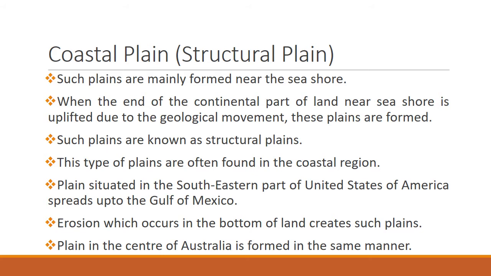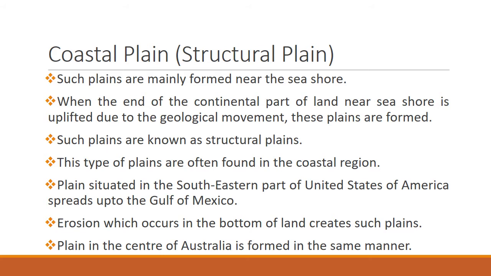This type of plain is often found in the coastal region. The plains situated in the southeastern part of the United States of America, spreading up to the Gulf of Mexico, are an example of coastal plain. Then erosion which occurs in the bottom of land creates such plains. The plain in the center of Australia is formed in the same manner.